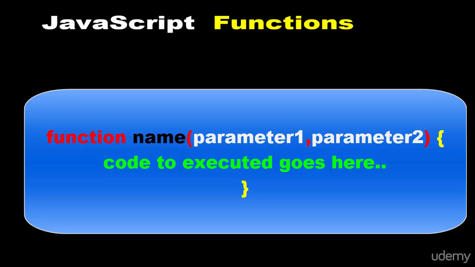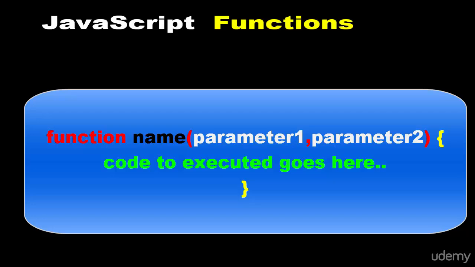Function parameters are the names listed in the function definition. So when you define a function, the names are the parameters. But when you actually give the function a value, they are known as arguments. So function arguments are the real values that are received by the function when the function is invoked or called. Inside the function, the arguments behave as local variables. That means the variable is only available within the scope of the function.